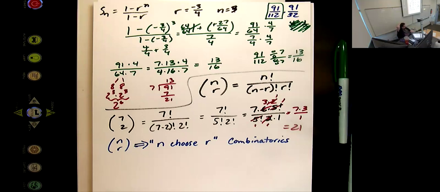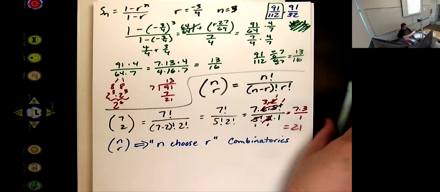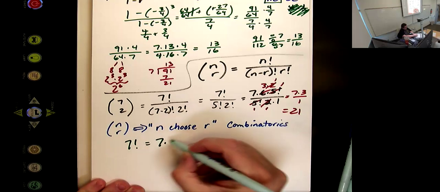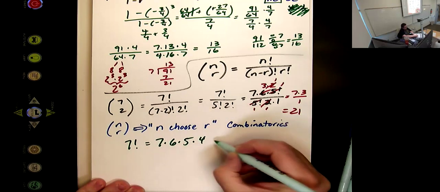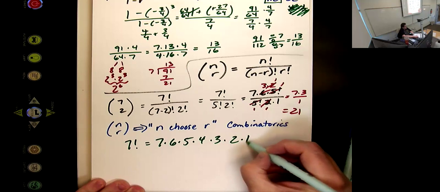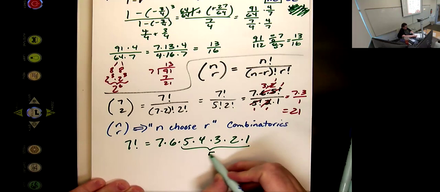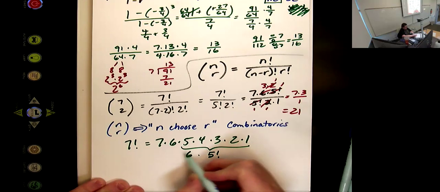I don't know if I just missed it, but where did the 6 and the 5 come from? So factorials. 7 factorial is defined as 7 times 6 times 5 times 4 times 3 times 2 times 1. So I just put this back into factorial form and did that.